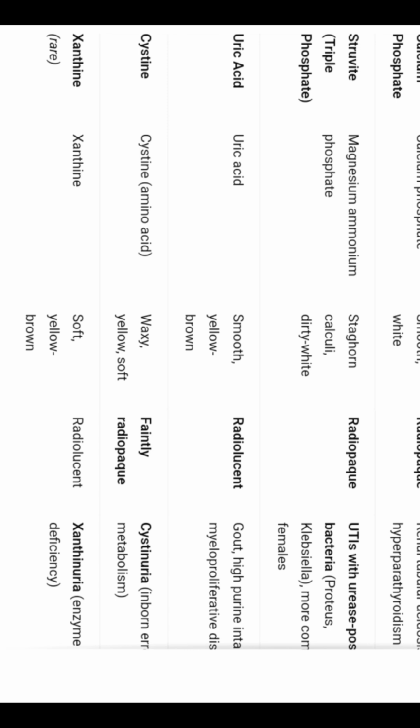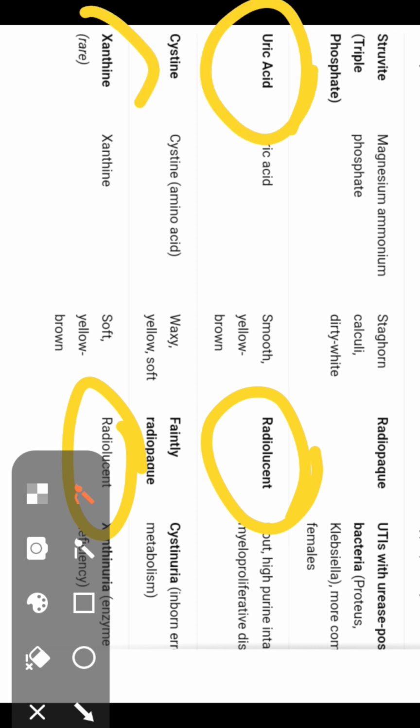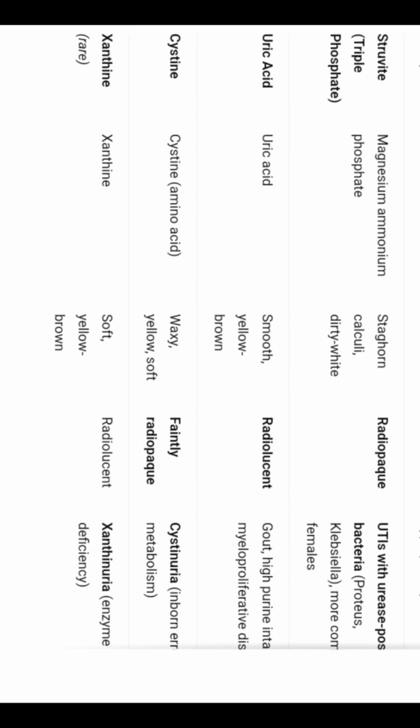Most commonly, you should remember, only two are radiolucent: uric acid and xanthine stones. The remaining are all radiopaque. Radiopaque means they are visible on the X-ray, radiolucent means they are not visible on the X-ray. So this is about renal stones. If you want to take a screenshot, you can use it for quick reference.